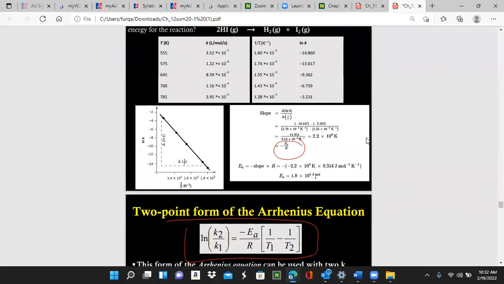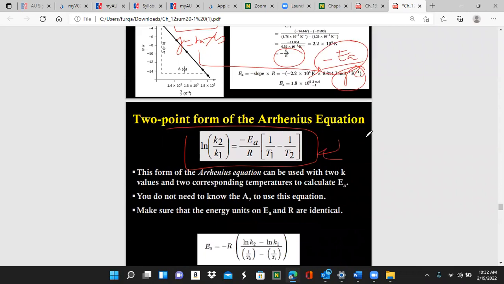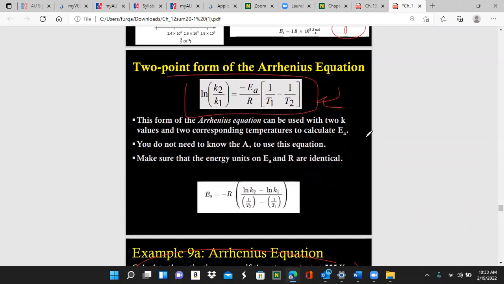So if we can get the value of minus EA over R from the Excel curve, Y equals MX plus B, so M represents this. That value will be available to us, so we can multiply it by R and get the activation energy. But if only two data points are given to us, we use the two-point equation here. And if we are trying to calculate the activation energy, this is the rearrangement of the equation.